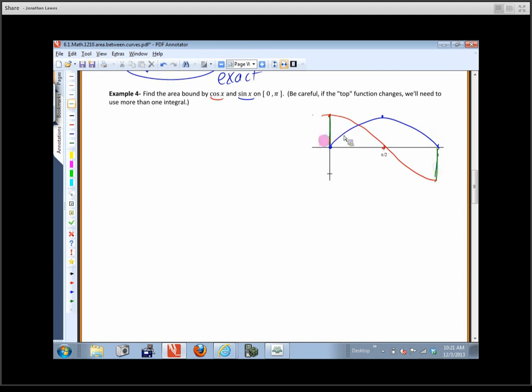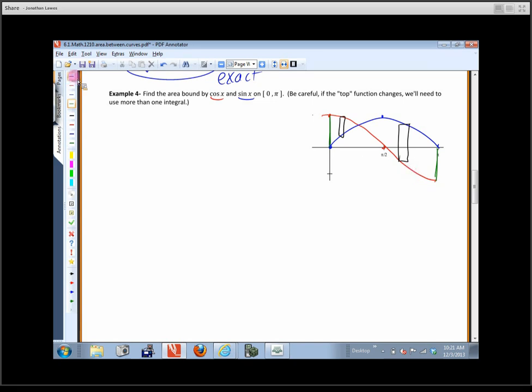Now, we've got to be a little bit careful because notice that a rectangular slice right here has a top that's cosine of x and a bottom that's sine of x. Can I slide that same rectangular slice through the whole thing, and does it represent the entire interval? It doesn't, because on this part the top is sine and the bottom is cosine. Okay? Split this up into two integrals.